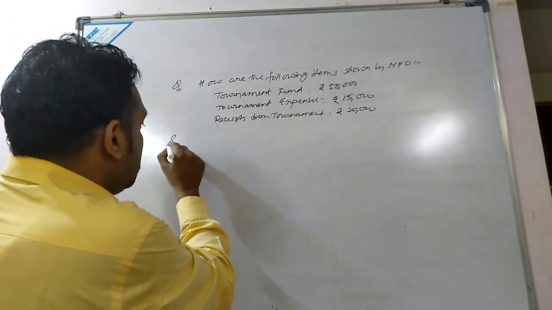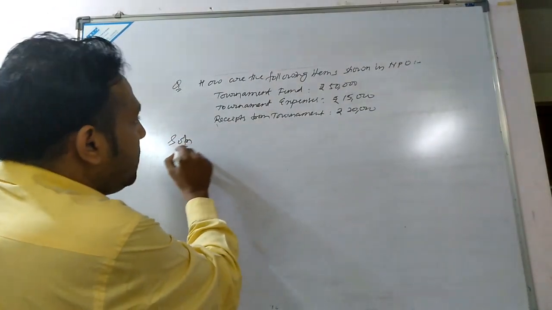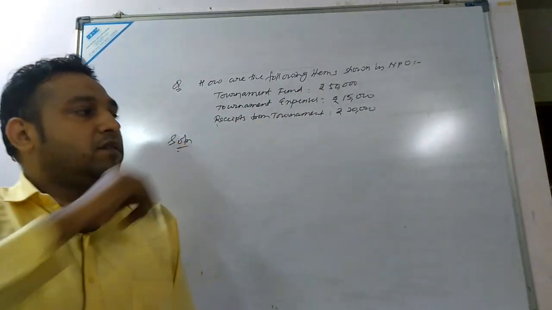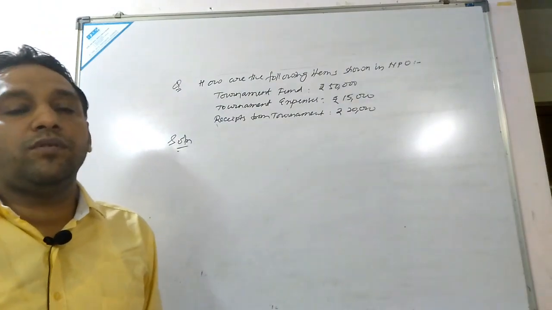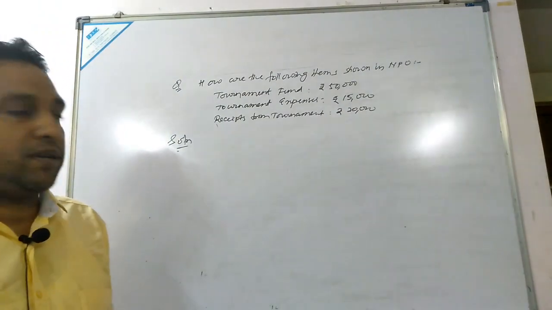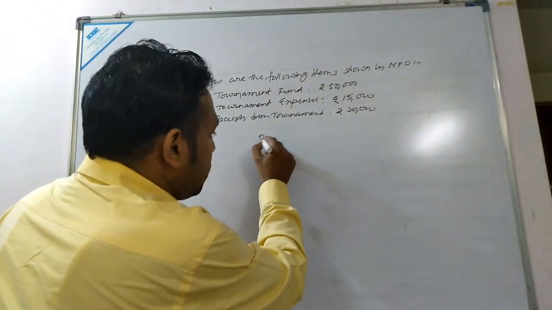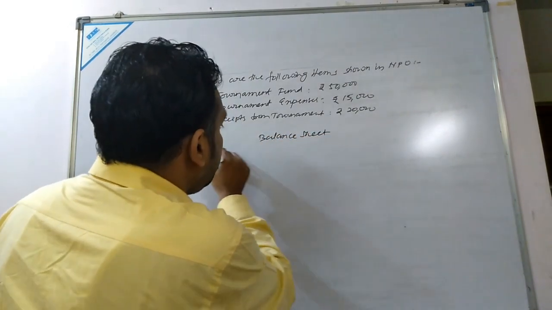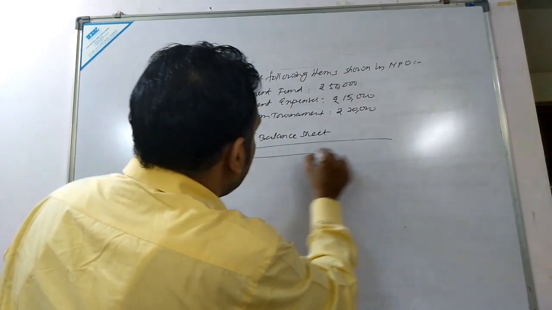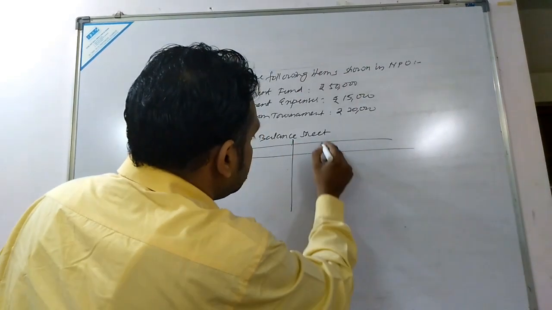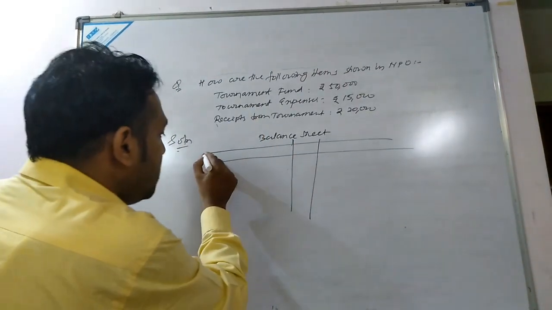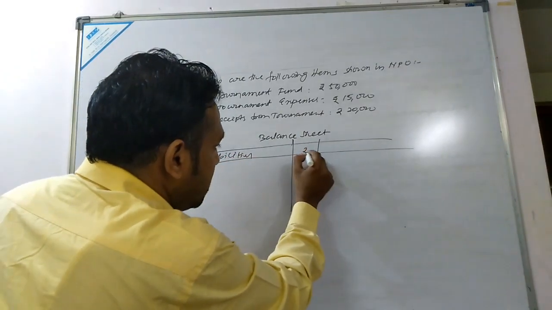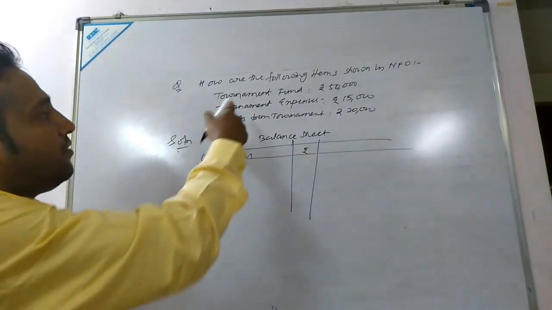So how to show? Listen. As I have said, whatever fund-based accounting is there, where will it be shown? It will be shown on the balance sheet. So we have to prepare the balance sheet to see the treatment. In the balance sheet we have two sides: one is the asset side and one is the liability side. So this is your liability side.